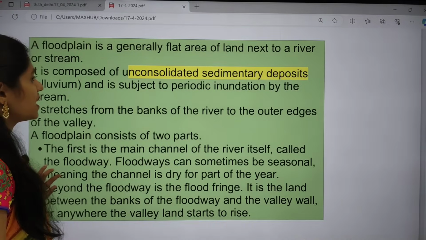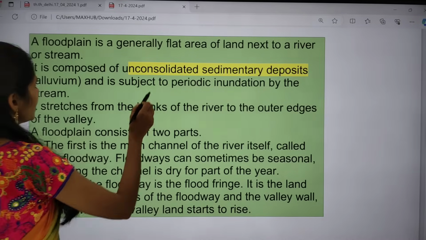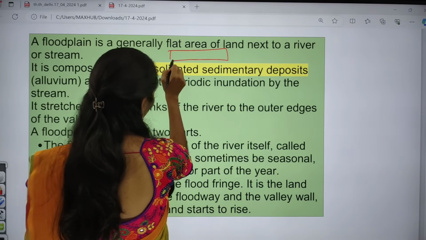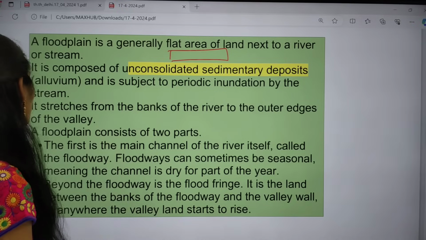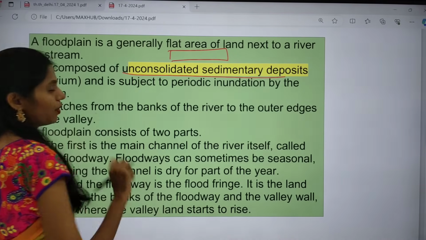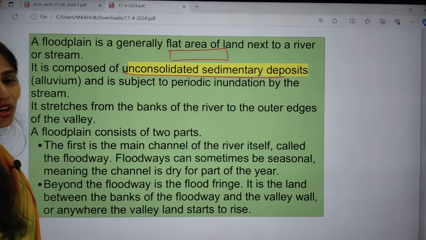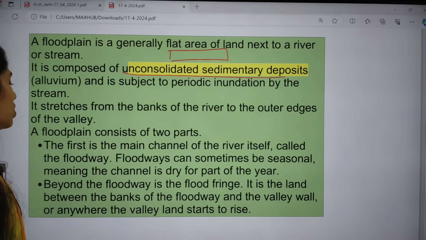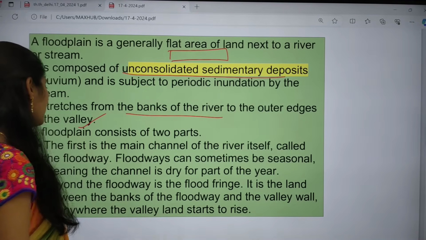Now let us try to understand the meaning of floodplains. Floodplains are generally flat areas of land next to a river or a stream. They are composed of unconsolidated sedimentary deposits, that is, alluvium, and are subjected to periodic inundation by the stream. They stretch from the bank of the river to the outer edges of the valley.